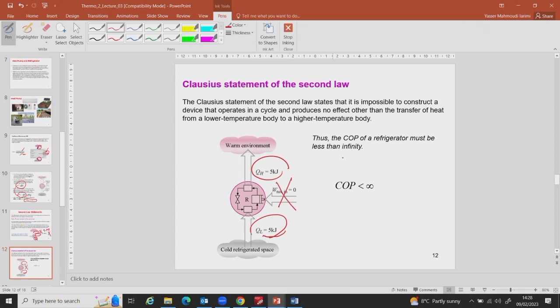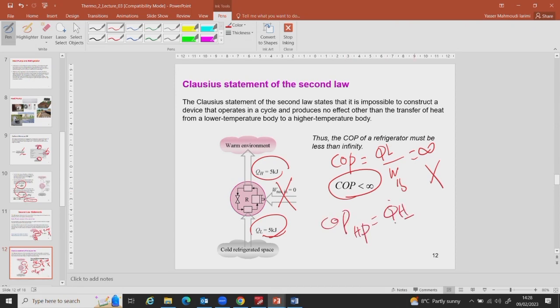Meaning, the COP that we defined here, for example Q_L over W, if W is zero, it's going to be infinity, and this would never happen. So COP is always less than infinity. For example, for an air source heat pump, the COP is going to be around 2 to 3. So for a heat pump in practice, Q dot H over W is between 2 to 3.